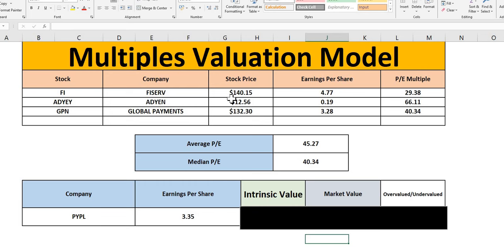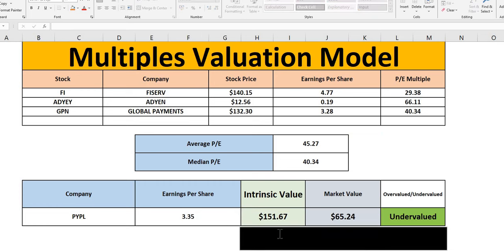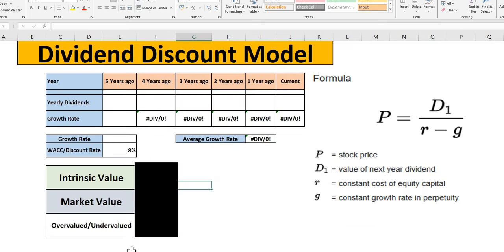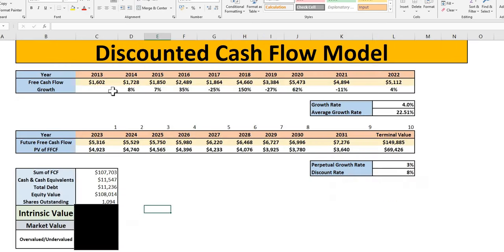We then have the multiples valuation: companies in a similar sector and size, their PE multiples. We have the average, and then we multiply that by the earnings per share to get an intrinsic value based on this model of $152, a second signal of undervaluation. They don't currently pay a dividend, so this model is redundant for PayPal today.